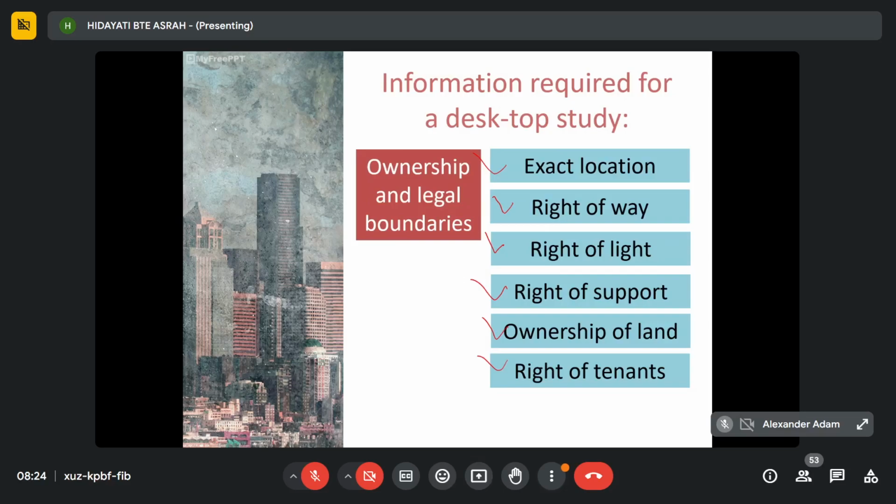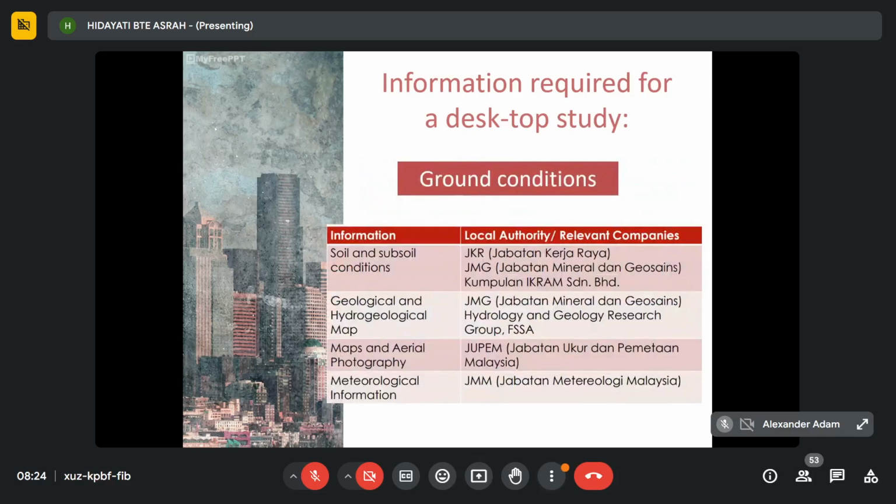Under this desktop study, you also need to conduct investigation on the ground condition. What is the condition of the soil on your site project? The information that you need to obtain includes soil and subsoil condition. You can obtain this information from the local authority or relevant companies, such as JKR. JKR is Jabatan Kerja Raya.